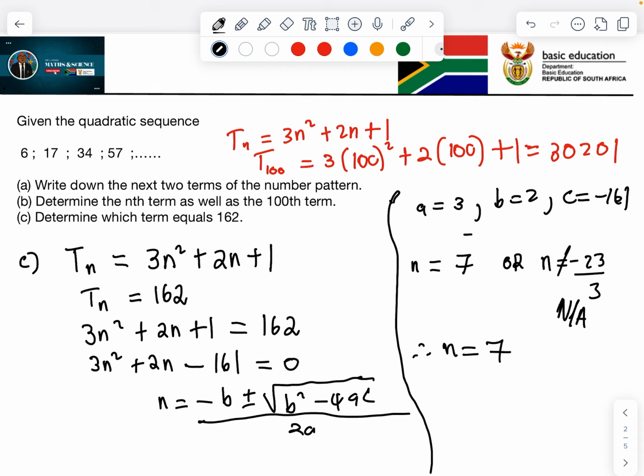So to conclude, we'll say, therefore, term number 7 is the one that will be equal to 162.